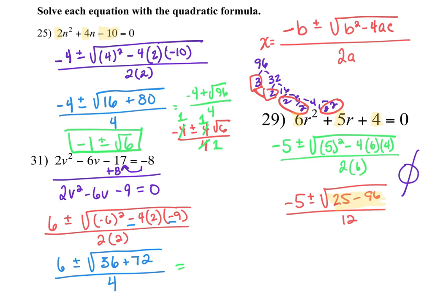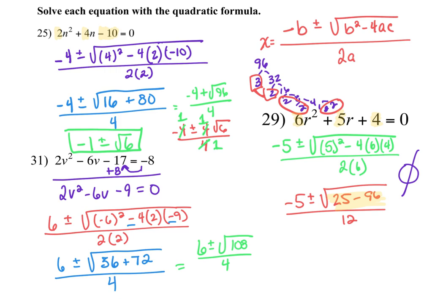All right. Keep going. All right. 36 and 72 is what? 108. All over 4. All right. 108 does not have a perfect root. So I probably need to do a factor tree.